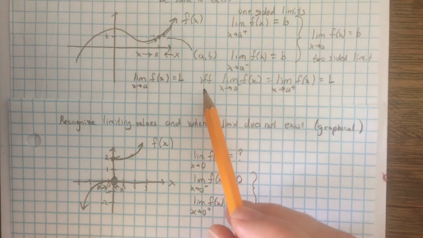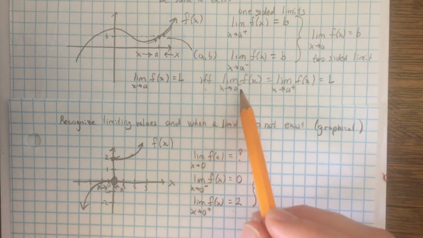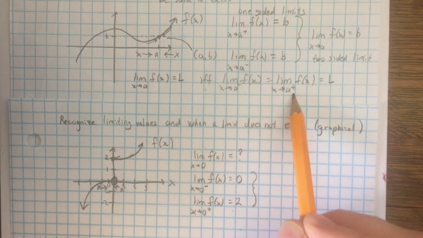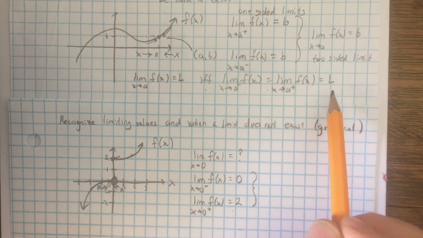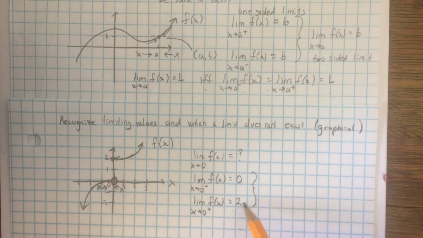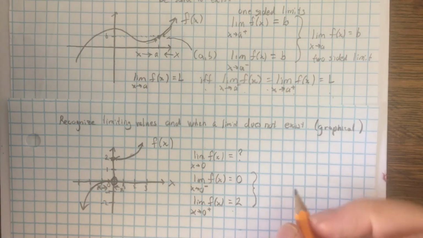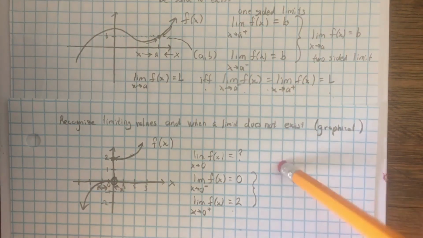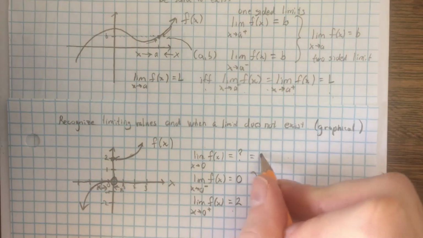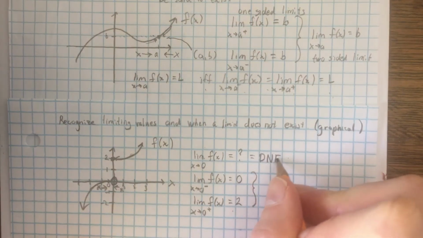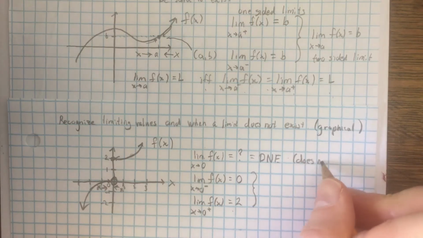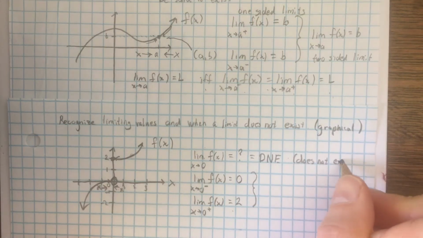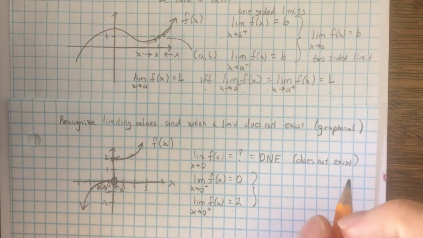So therefore, since this is an if and only if statement, since the left and right hand limits do not match, they are not equal, right? Even though they both have a finite value, that finite value is not the same, right? This is 0, this is 2. So therefore, the limit does not exist overall, and therefore the answer to the question mark here is DNE, i.e. does not exist. That's our abbreviation for does not exist.